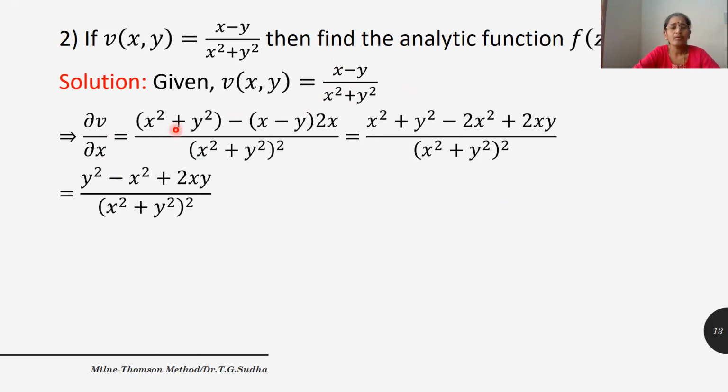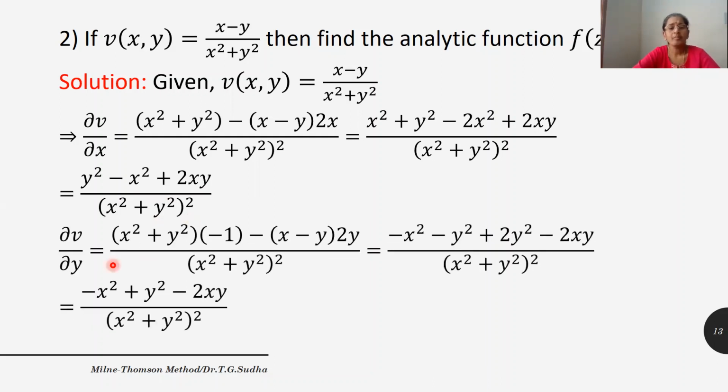Here we have the u by v method, so let us use the quotient rule of differentiation. That results in (y square minus x square plus 2xy) divided by (x square plus y square) whole square. Similarly, let us differentiate partially with respect to y and obtain the partial derivative of v with respect to y, that is (minus x square plus y square minus 2xy) divided by (x square plus y square) whole square.